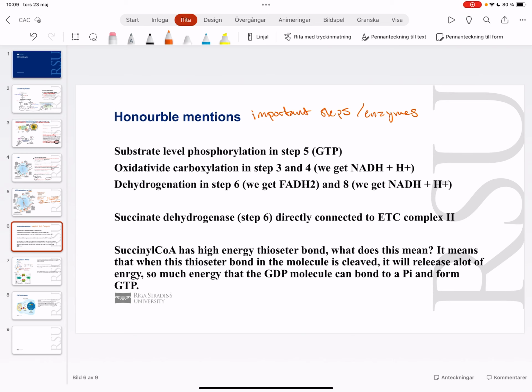So in step number 5, we will have substrate level phosphorylation and we will get 1 GTP. And also you have to know this in case they don't give us the pathway, which they probably won't on the colloquium. If they don't give us the pathway, then we have to remember how many GTPs, how many ATPs we have received from the cycle. So therefore you have to remember these steps because these are the steps that will give you the energy.